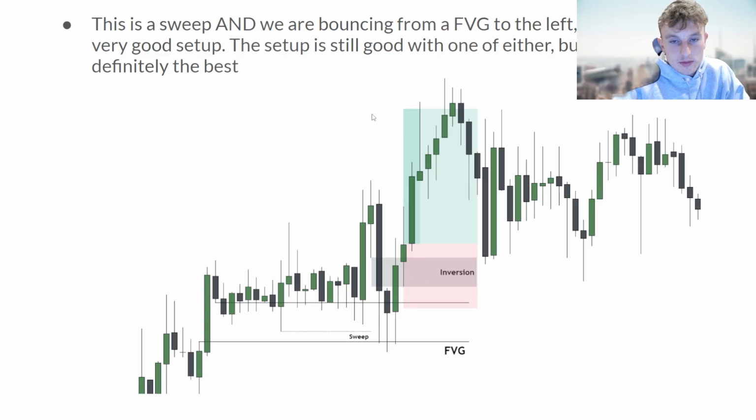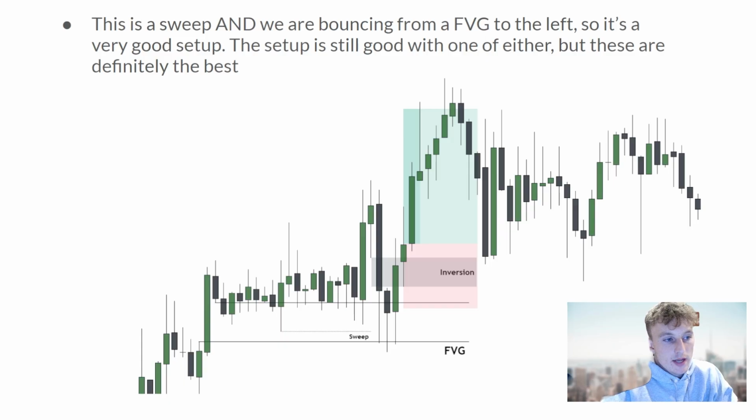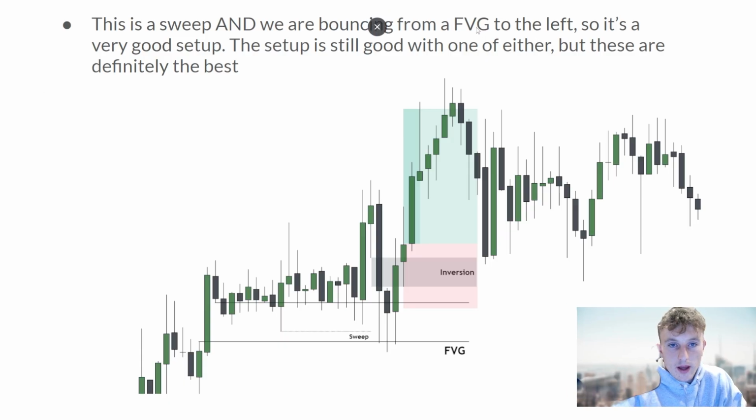And there's probably some sort of higher time frame high to the left here, which is why I would have taken profit there. But it's still good with either a sweep or a fair value gap delivery. With both, that's when it's the best. And you guys can see here's a bullet point. We're bouncing from a fair value gap up to the left, so it's a very good setup. This setup is still good with one of either, but these are definitely the best.